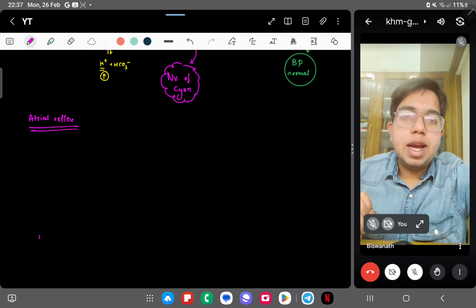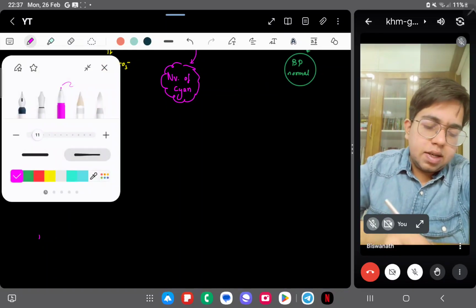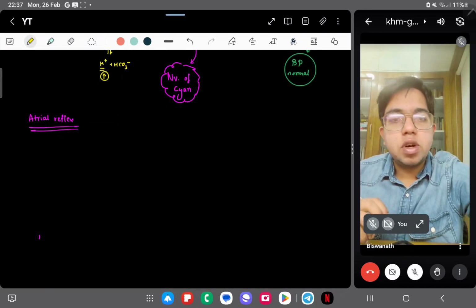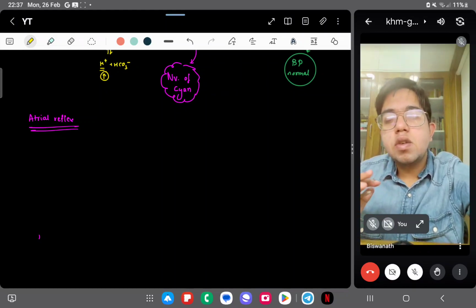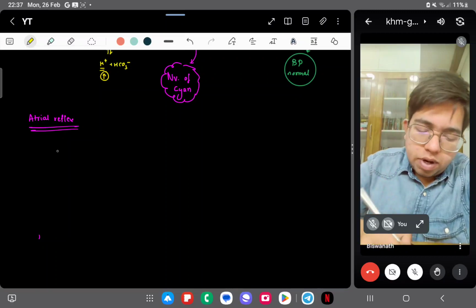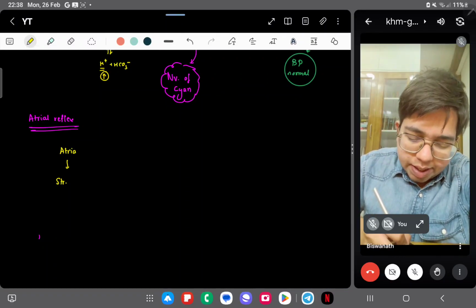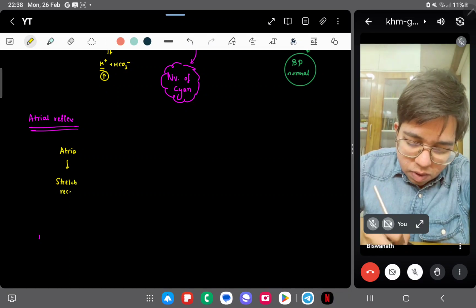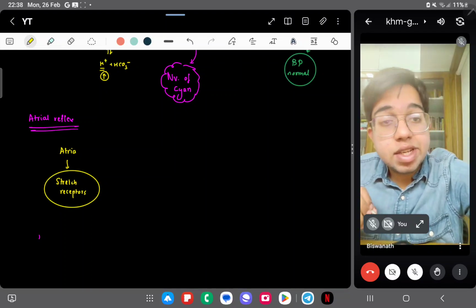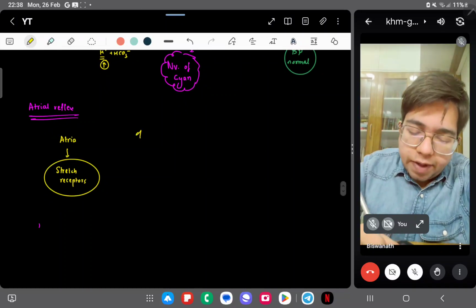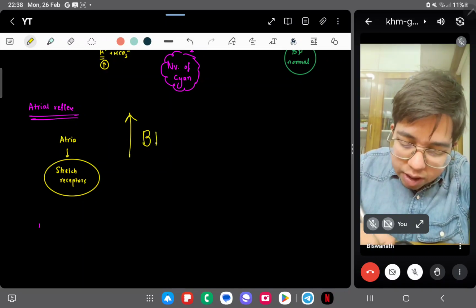Let's come to atrial reflex. Or before discussing, yeah, let's discuss the atrial reflex. Then we'll go to your CNS system. So atrial reflex, one thing, if you don't know, let me tell you. The atria basically has stretch receptors. Atria has stretch receptors. So if there is increased BP, it works on an increase in BP.